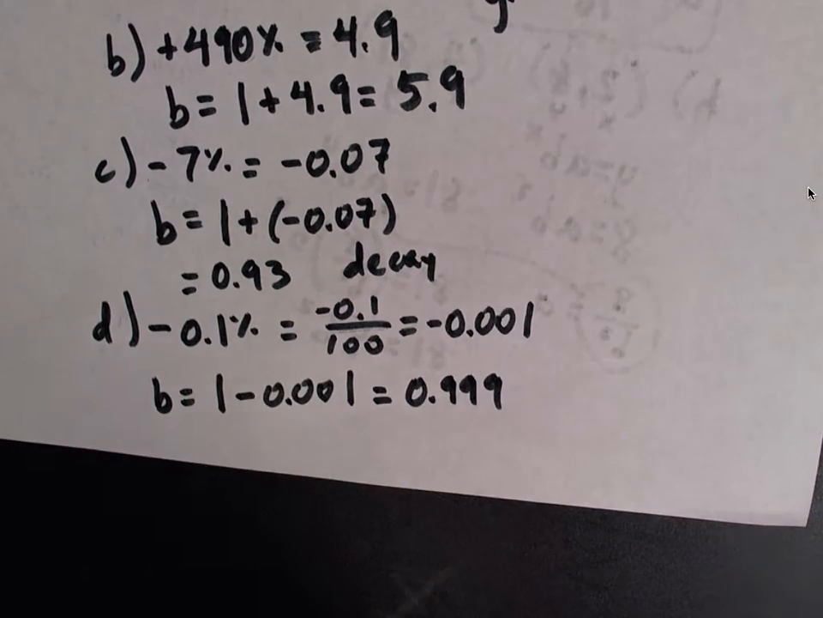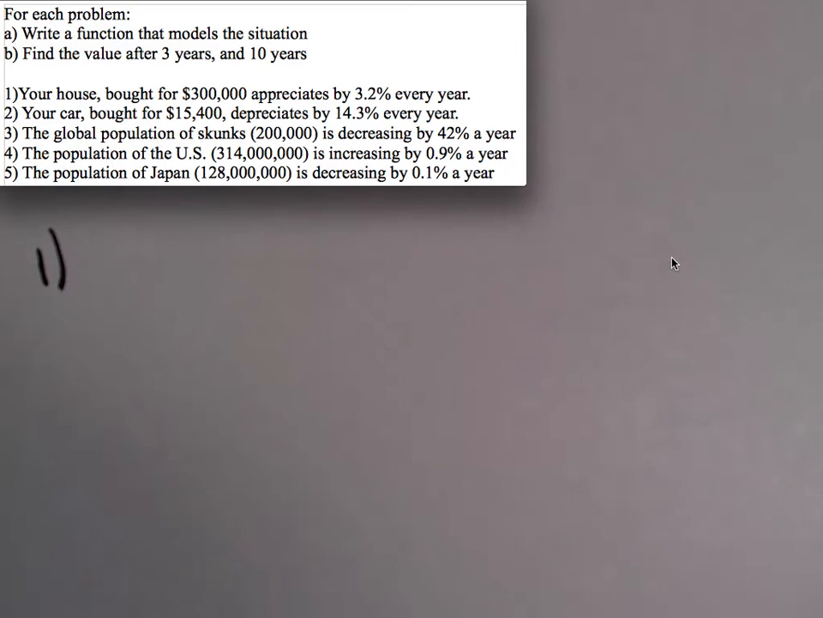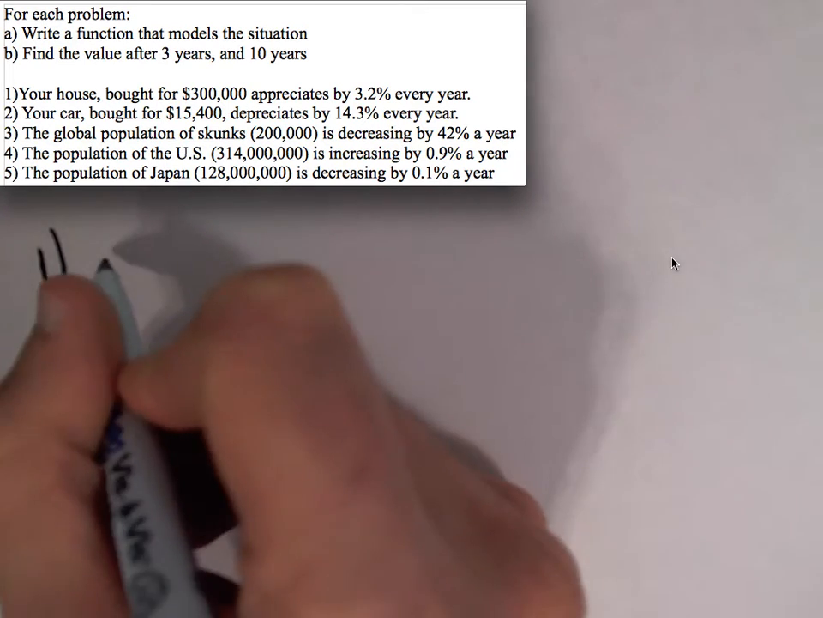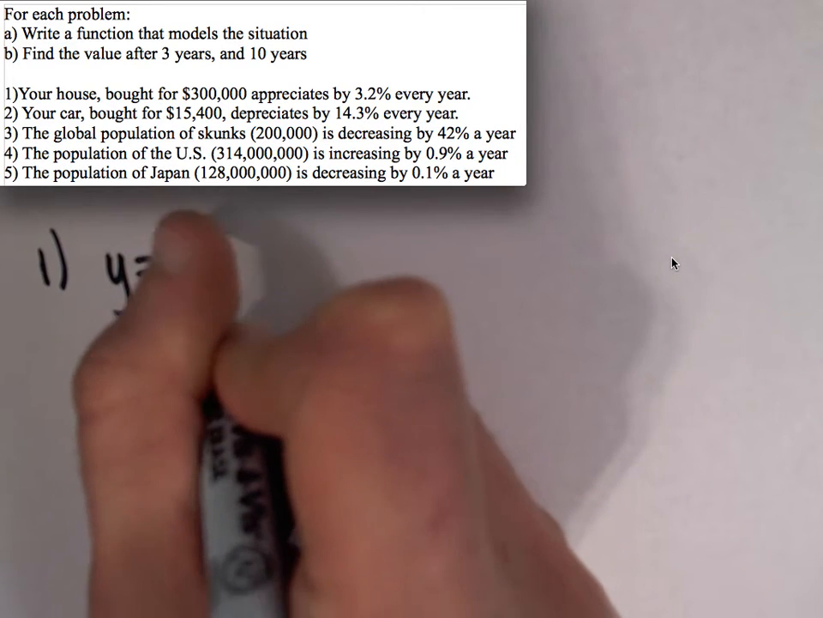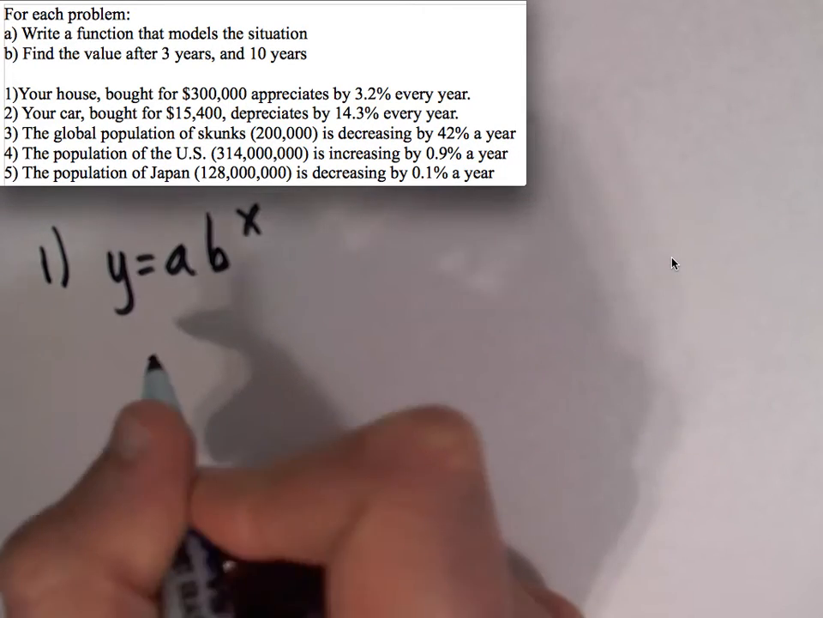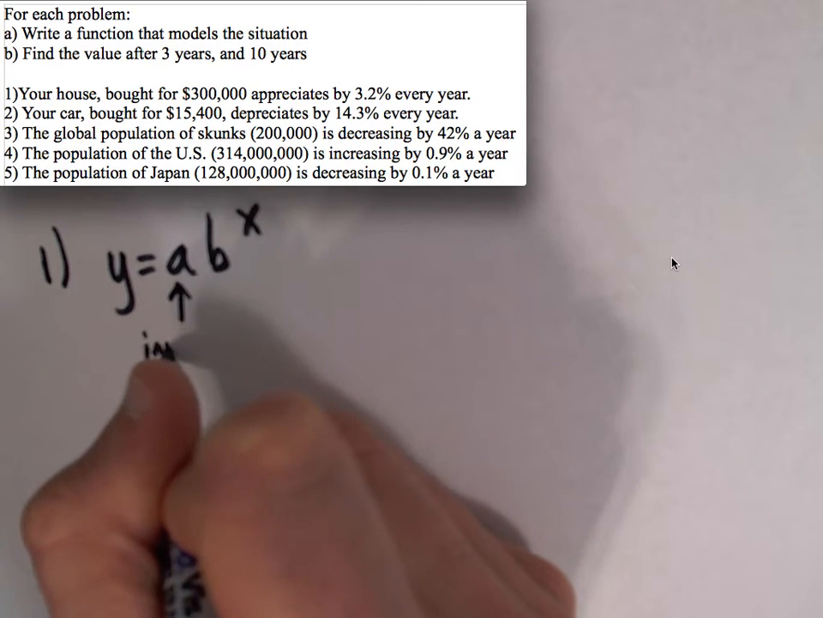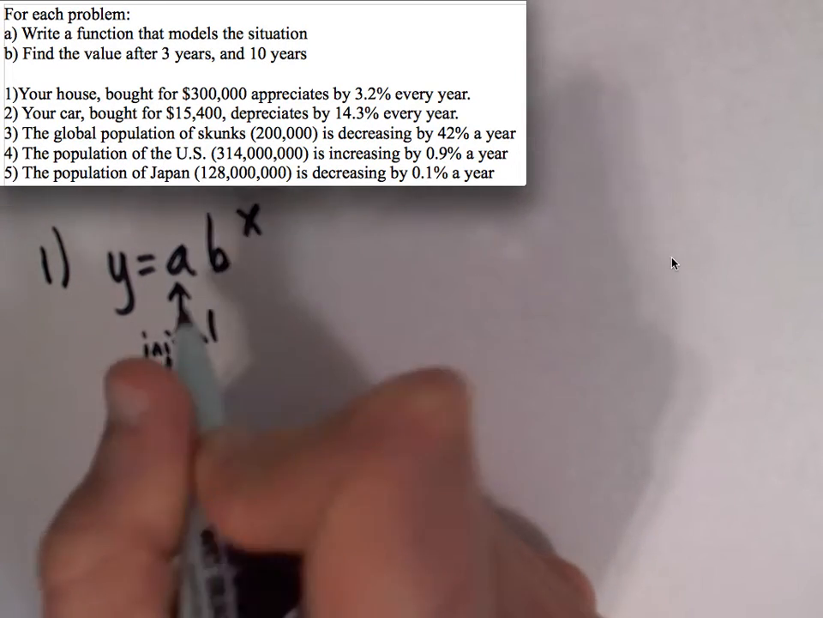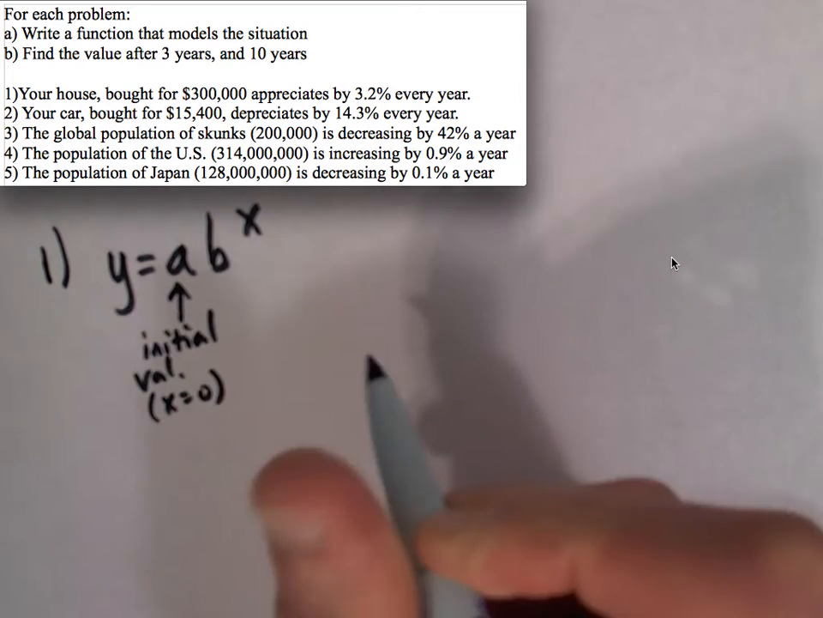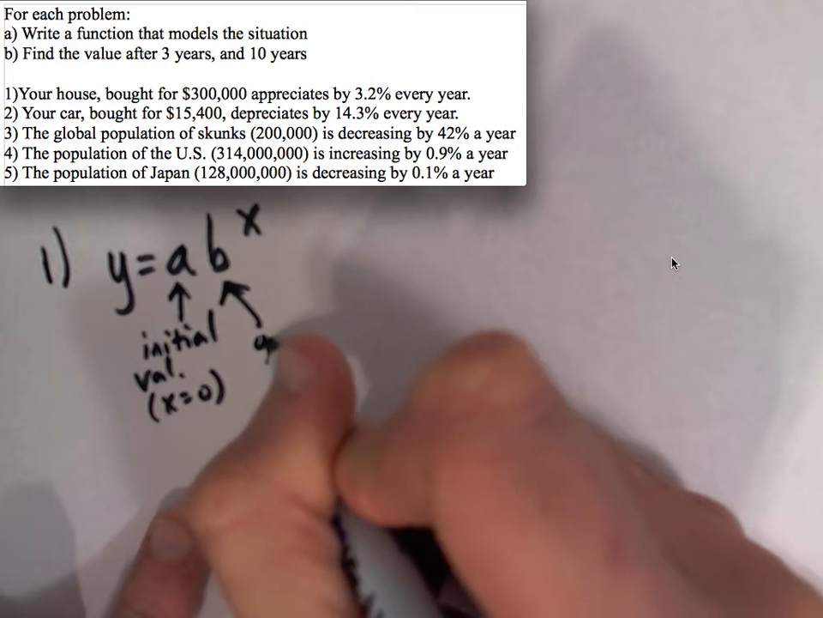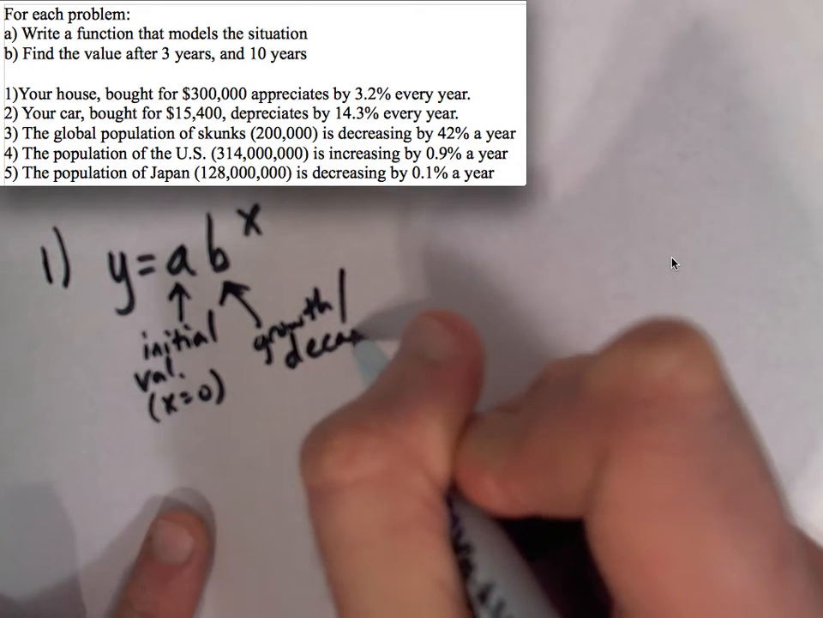We're going to need that to do our word problems, so let's work on a few. For each problem, we want to write a function that models the situation. We'll find the value after 3 years and 10 years. So first off, let's start with a house bought for $300,000, appreciating by 3.2%. It's an exponential function. Start with y equals a times b to the x. Remember, our a always equals our initial value, our initial value of y at x equals 0. And b is our growth or decay factor, and we already practiced finding that.